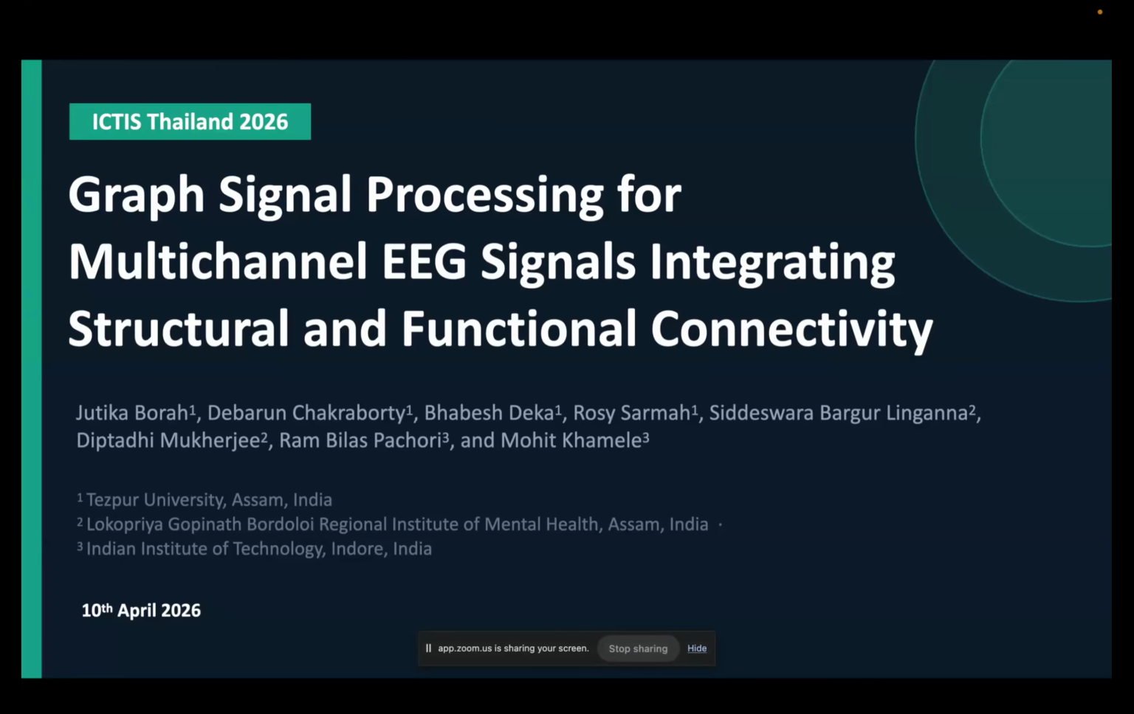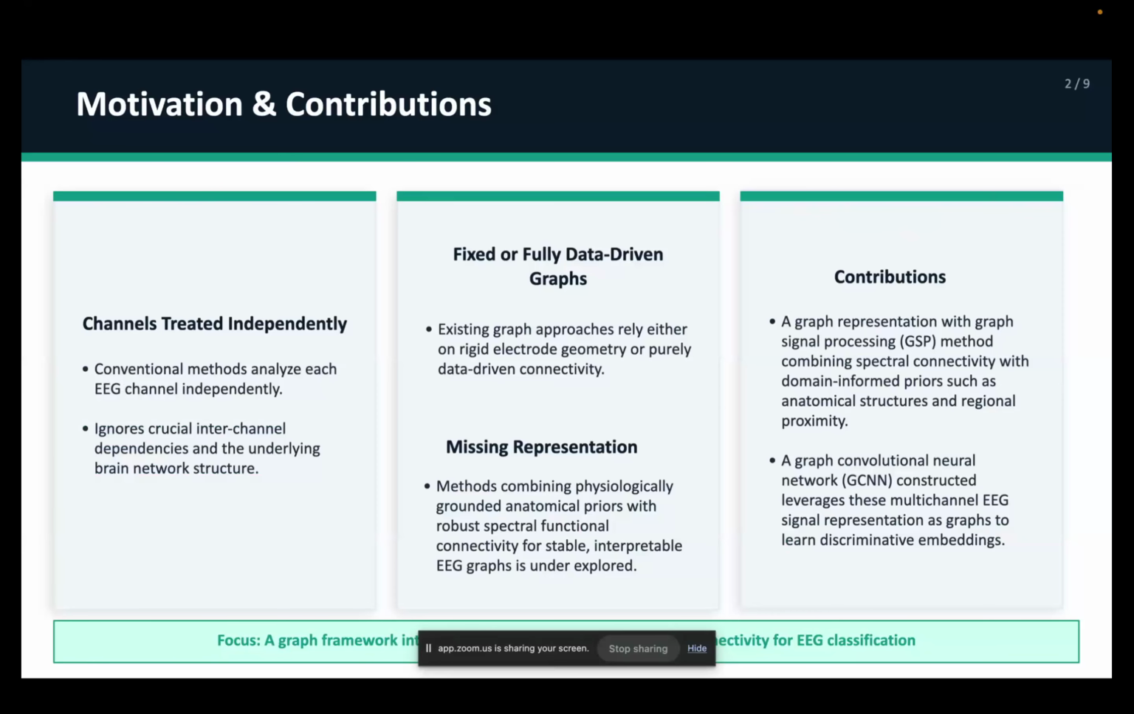Good afternoon, everyone. Thank you for the opportunity to present our work, graph signal processing for multi-channel EEG signals integrating structural and functional connectivity. So the motivation and contribution of our work: as we all know, the brain is a highly complex organ consisting of billions of neurons with extensive connections and interconnections. These neurons continuously fire and co-fire in coordinated patterns, giving rise to different brain states.